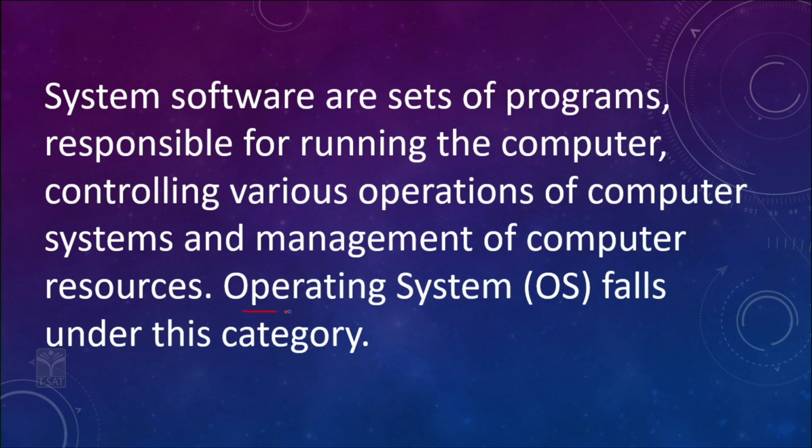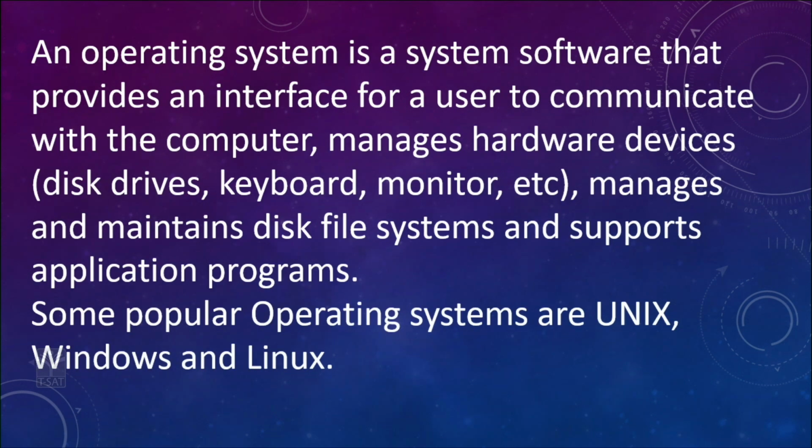Operating system, this OS, we simply call it operating system. Okay. Now, we will see what an operating system is. An operating system is system software that provides an interface for a user to communicate with the computer, manages hardware devices, meaning disk drives, keyboard, monitor, manages and maintains the disk file system, and supports application programs.